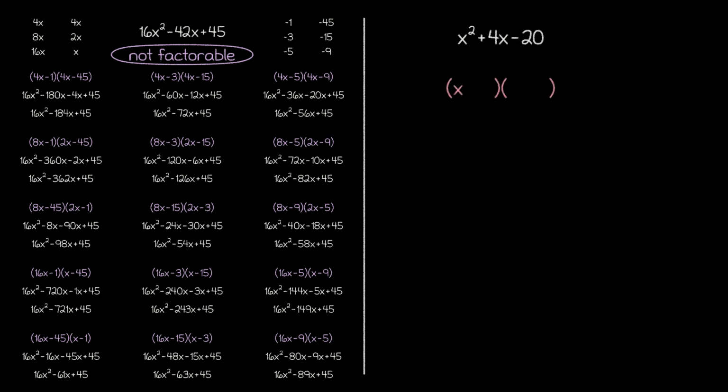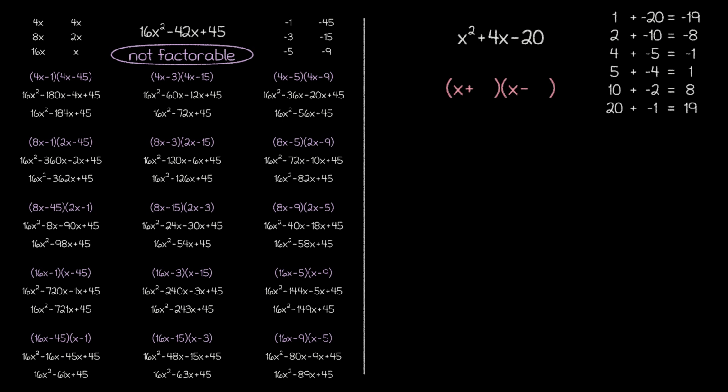Or take this problem. Since it has a leading coefficient of 1, we can list out pairs of numbers that multiply to -20 and see what pair adds up to 4. Unfortunately though, none of our pairs add up to the linear coefficient, so we can once again say that this is not factorable. There is, however, something different about this situation.